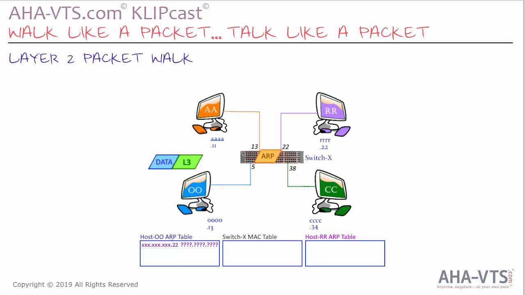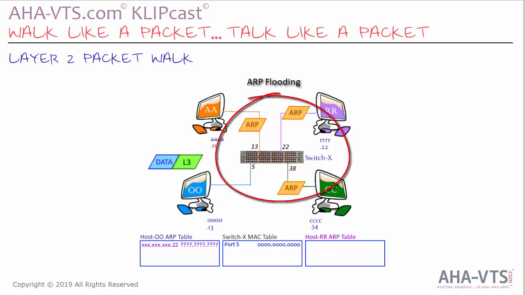And when switch X receives the ARP request, it makes note of host 00's MAC address and the port to which it received the request on, which is port 5. Switch X then proceeds to send the request out all ports, with the exception of the port to which the request was originally received on, and this is called ARP flooding.